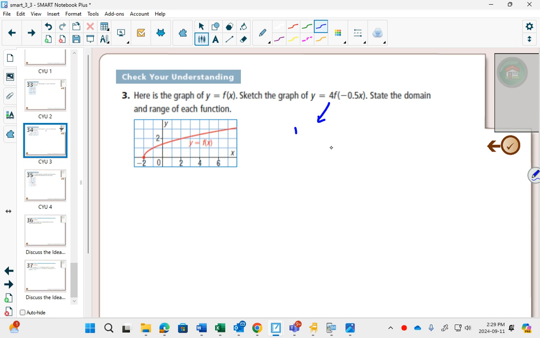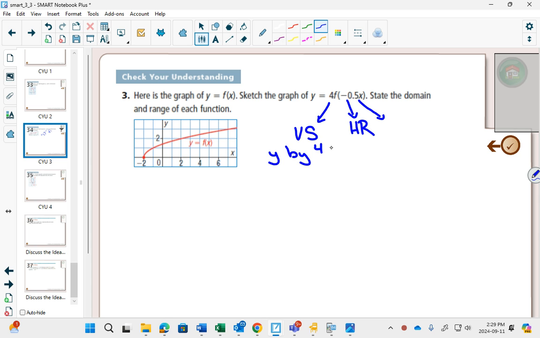What is that 4 for? It's outside, so it's vertical. And it would be a vertical stretch. Mathematically, we're going to multiply our y values by 4. Then inside, first we have a negative. That's inside, horizontal. A negative is always a reflection.